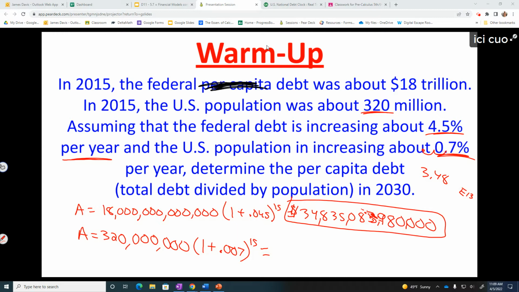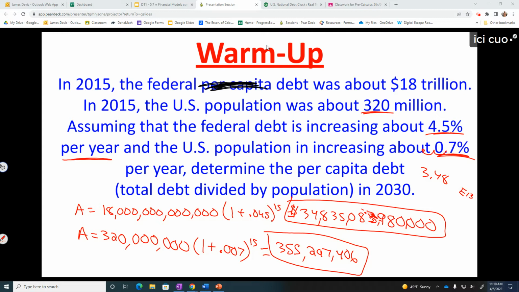320 million. All right, and you can round this up. You should get 355,297,406 people. So our population should be about 355 million.